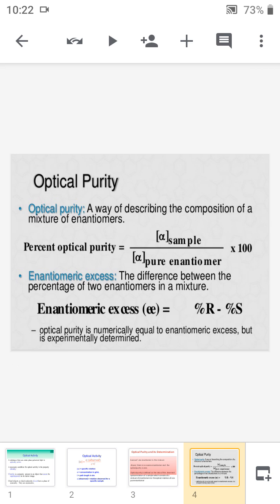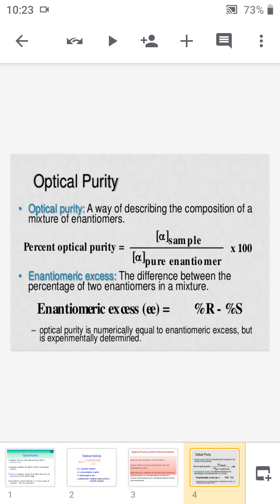Now we have another term, that is enantiomeric excess. Both optical purity and enantiomeric excess are the same, but the difference is that optical purity means the excess quantity of the enantiomer, whereas enantiomeric excess means the difference between the percentages of the two enantiomers in a mixture. We can express the definition in mathematical form. Enantiomeric excess is represented by small e, that is equal to the percentage of R, that is the dextrorotatory compound, minus the percentage of S. R and S are the configurations of the molecule, so it is the percentage of R minus the percentage of S.